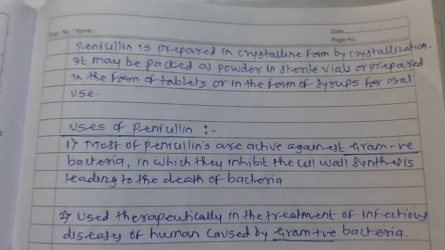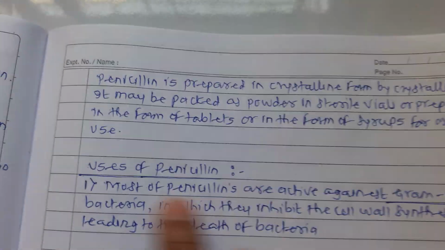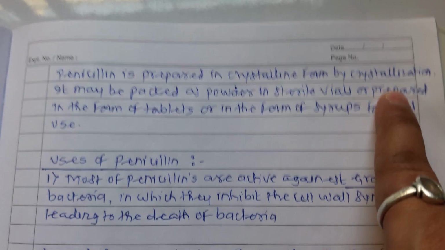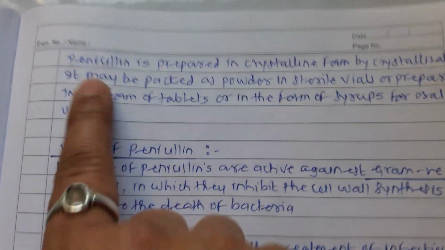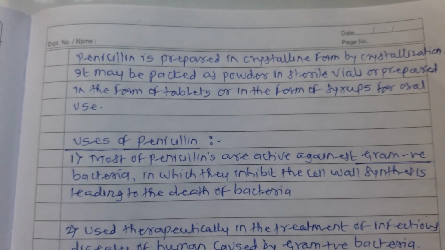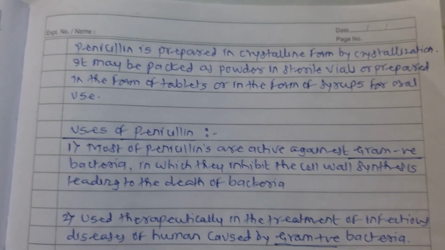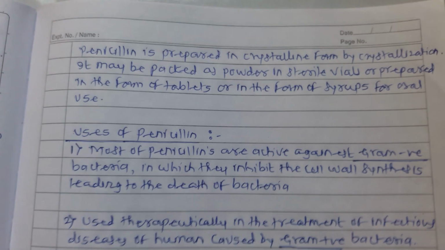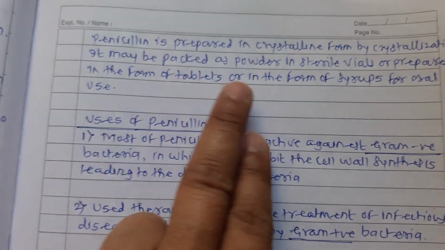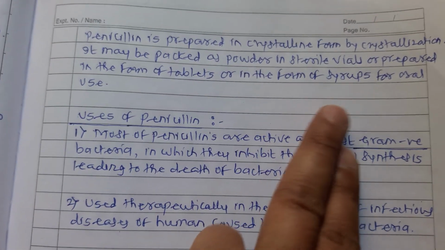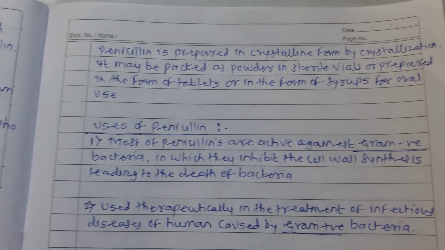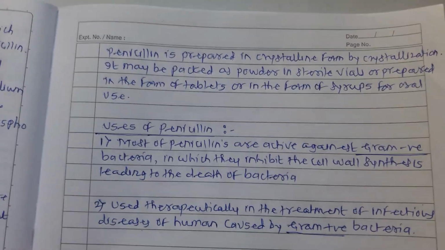Okay, and finally the sodium penicillin is prepared in crystalline form by crystallization. Then it is converted into crystals. This crystallization process is carried out, and finally the sodium penicillin is converted into crystals, and it may be packed as a powder in vials or prepared in the form of tablets. These are the different forms of penicillin, either crystal, powder, syrup or tablet. Okay, in this form the penicillin is finally prepared.